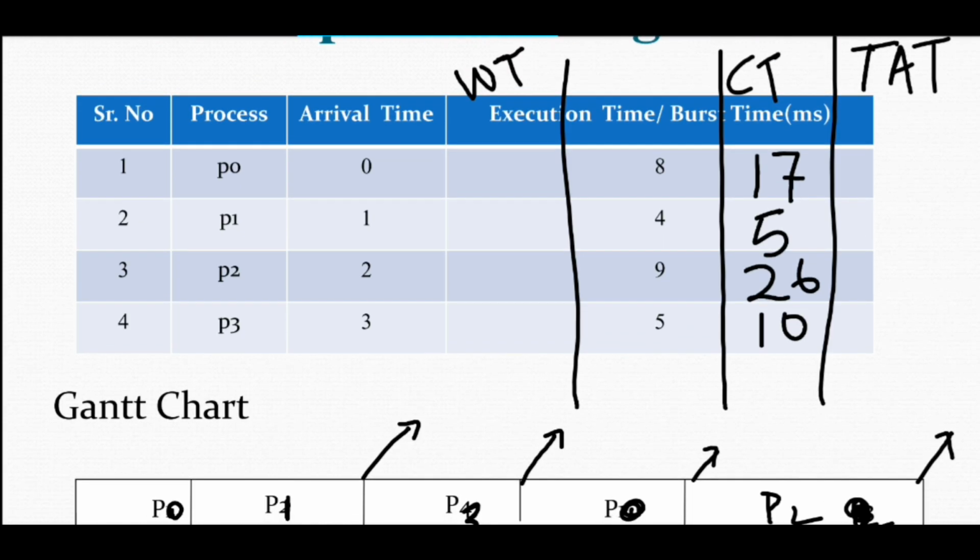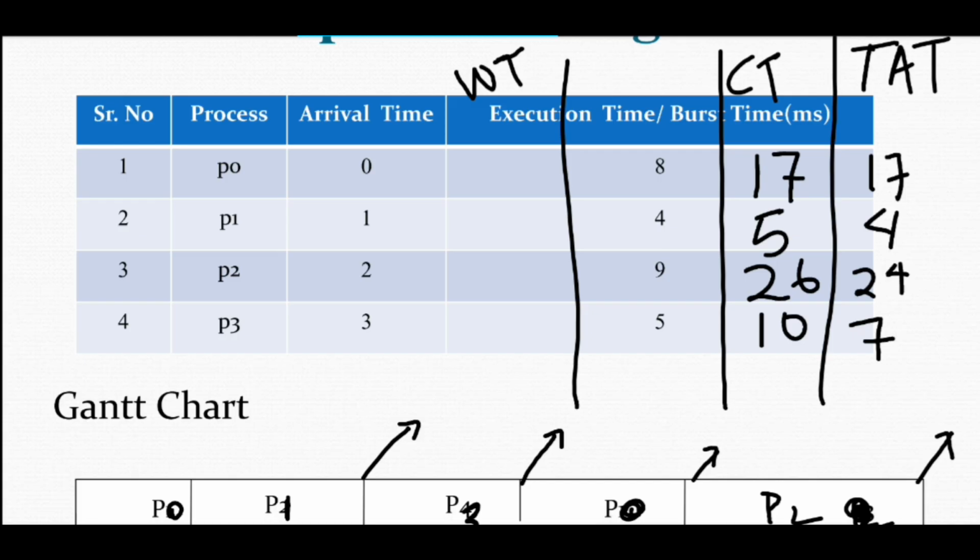Then completion time 17 for P0. Completion time 17 and arrival time 0. Then total turnaround time 17 seconds inside the system. Then for P1 completion time 5 and arrival time 1, so turnaround time is 5 minus 1, must be 4 seconds. Then for P2 our completion time is 26, and arrival time is 2, then turnaround time is equal to 24, definitely much larger. Then for P3 our completion time is equal to 10 and arrival time is equal to 3, then 7.